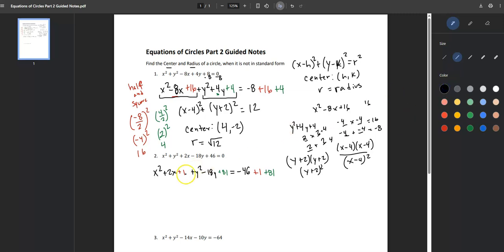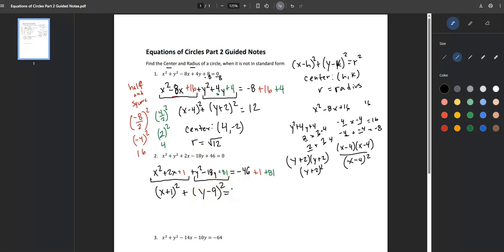So I look at just this x part, two numbers that multiply to 1 and add to 2. That would be x plus 1 and x plus 1. But I can write that as x plus 1 squared. Then I look at my y's. Two numbers that multiply to 81 and add to negative 18 would be negative 9 and negative 9. So negative 9 squared.